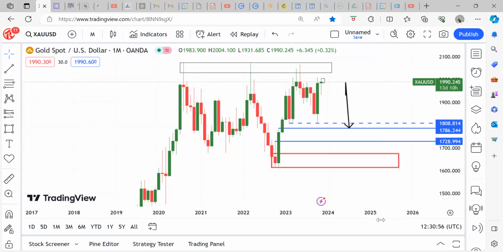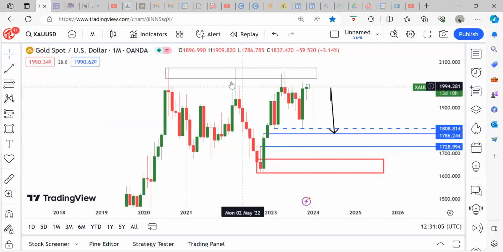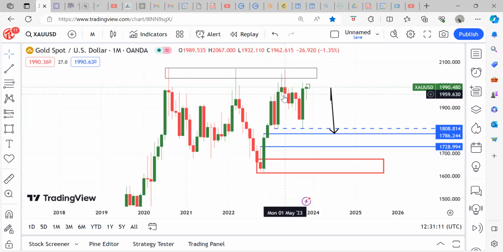I'm running out of time, so let me rush this section. There was a triple top, right? And after the triple top, what followed was a bearish engulfing, which told us that price was about to collapse.